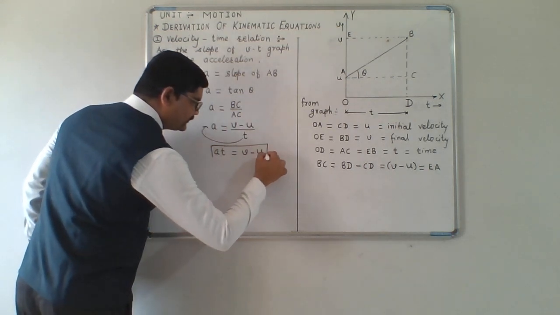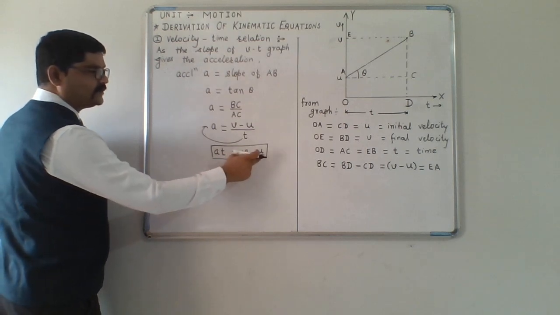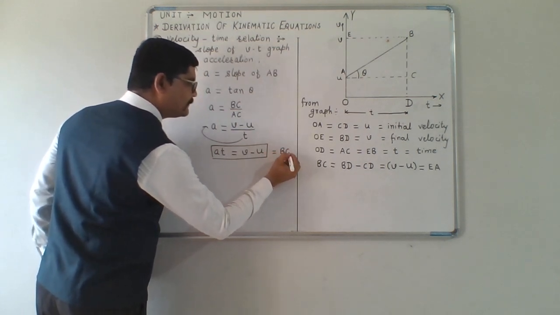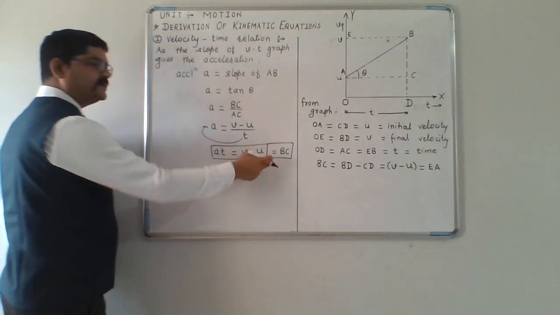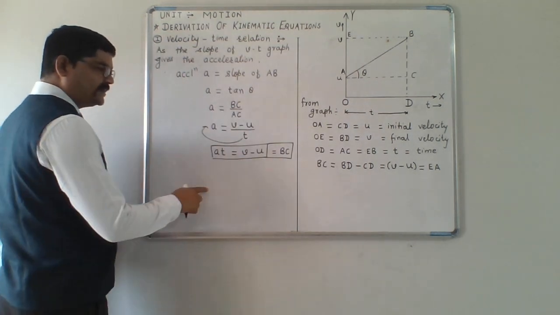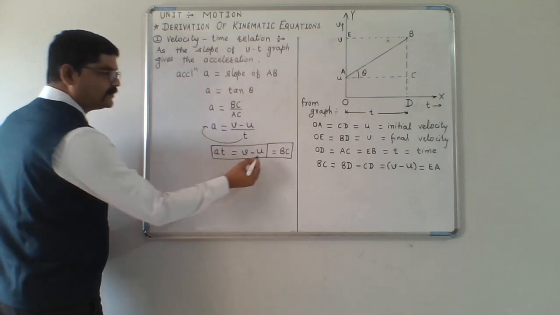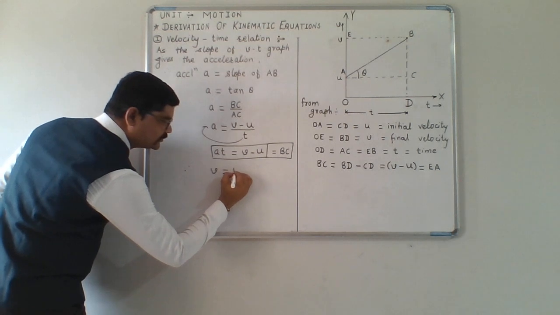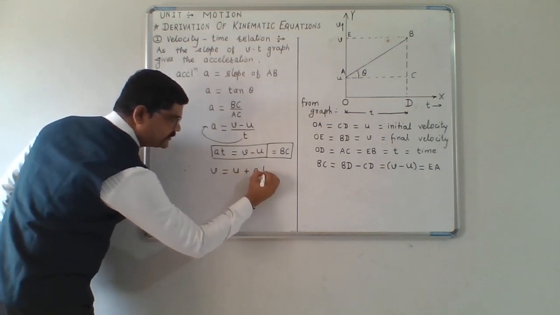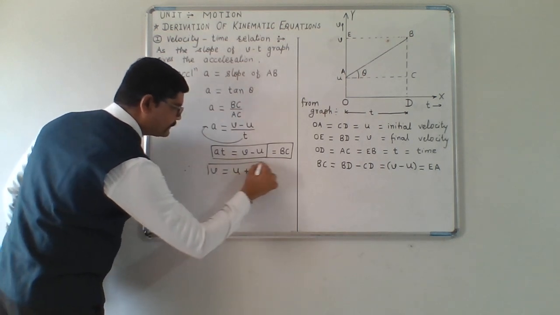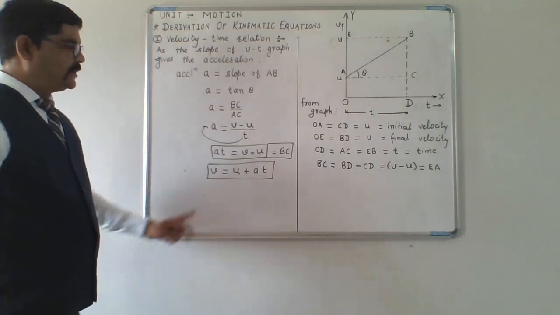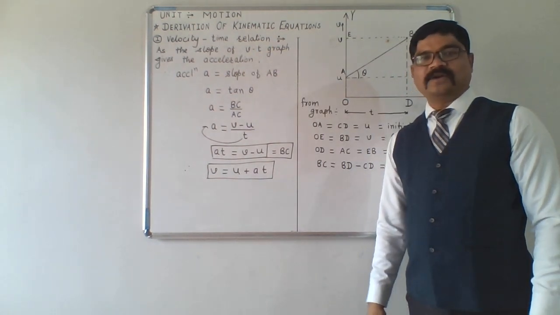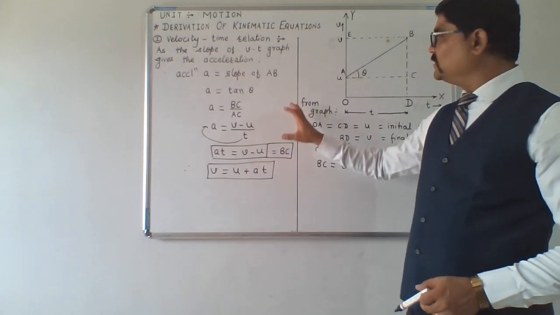We are going to use this equation afterwards, so just keep it in your mind that V minus U is equal to AT, or BC is equal to AT. We will require this afterwards, so we are just keeping it as is. At the instance, V minus U is equal to AT. So if this U comes to this side, we will get the first kinematic equation, V is equal to U plus A into T. This is the first kinematic equation, velocity time relation. I hope you have understood how to derive the first kinematic equation using the simple approach.